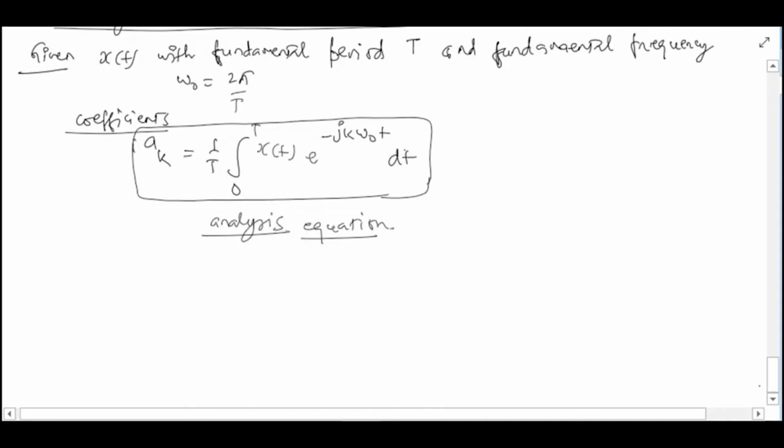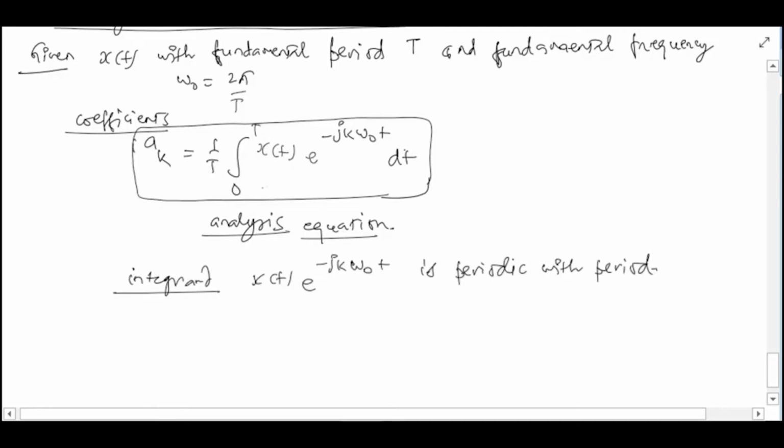Notice that the integrand in this equation, that is x(t) e raised to minus j k omega naught t, is periodic with period T. So rather than integrating it over 0 to T, we can integrate it over any interval of width T and we will get the same coefficient, same outcome.